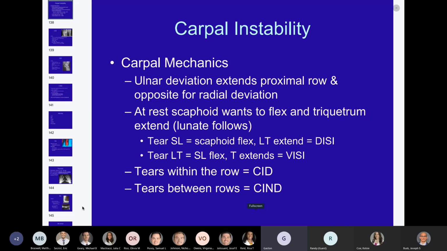Scaphoid flexion with lunate extension is what's called a DISI. If you tear your LT, scaphoid's going to flex, and the lunate's still attached to it, so it's going to flex with it. And the triquetrum's going to extend. The lunate and the scaphoid flexing is called a VISI. Tears within the row, like the proximal row, like an SL tear, is called a carpal instability dissociative, meaning there's a dissociation of that row. Carpal instability non-dissociative would be like mid-carpal instability, where it's between the proximal and distal rows.